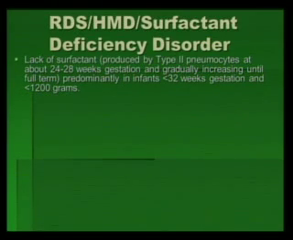These babies lack surfactant, which is produced by the type 2 pneumocytes at about 24 to 28 weeks, and then it will gradually increase until full term. So the younger the gestational age, the more likely they're going to have surfactant deficiency disorder, the more likely it'll be worse, and also the less weight of the baby.